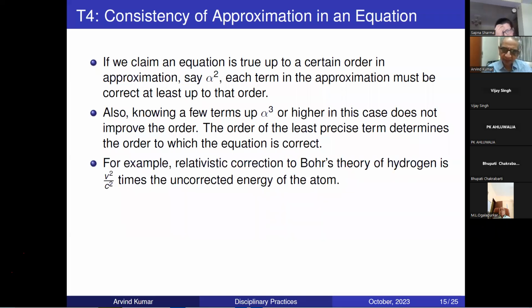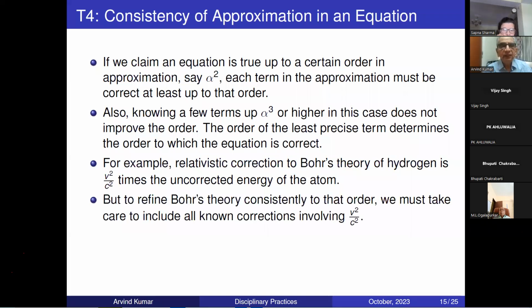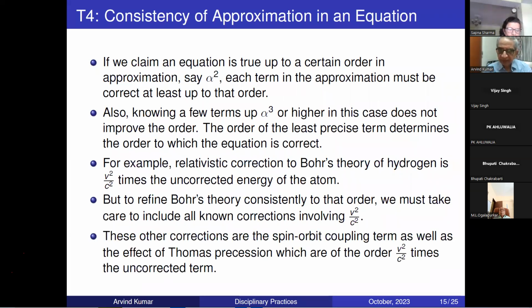The order of the least precise term determines the order chosen. For example, the relativistic correction to Bohr's theory of hydrogen is v square by c square times the uncorrected energy, if you do Bohr's theory and do the relativistic correction, as Sommerfeld did. But to refine Bohr's theory consistently to that order, we must take care to include all known corrections. That won't help, only doing one. And these other corrections, now we know, there's a lot of interesting history about it, are the spin orbit coupling term as well as the effect of the Thomas precession term.